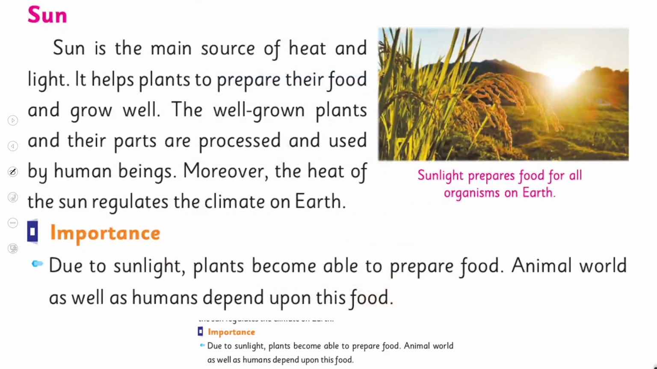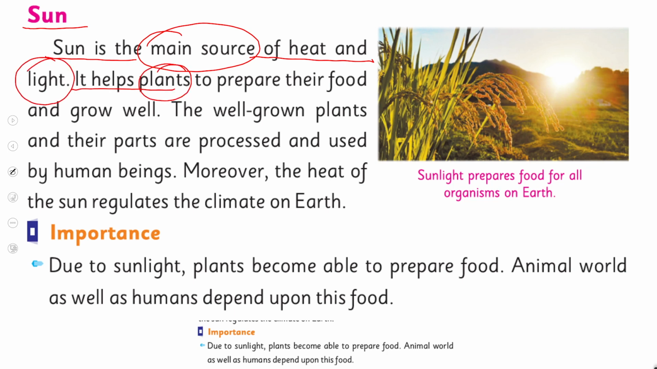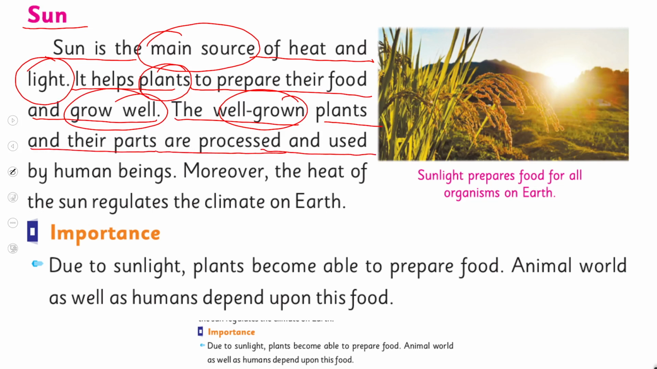Now, the sun as a natural resource. Again, put your fingers where I will read. Sun. Sun is the main source of heat and light. It helps plants to prepare their food and grow well. The well-grown plants and their parts are processed and used by human beings. Moreover, the heat of the sun regulates the climate on earth.